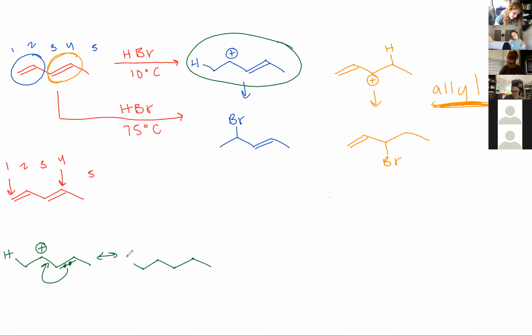So our hydrogen is still over here. The double bond is here. And the carbocation has moved to here. So then when we put the bromine on, we end up with this product. Does that product look any different from something else that we've already drawn?